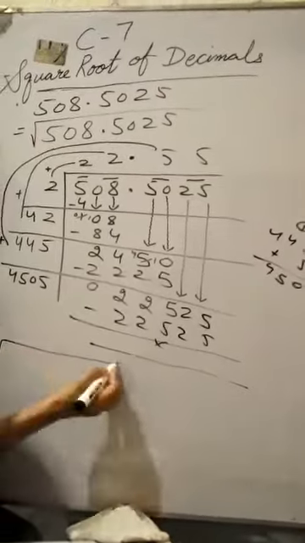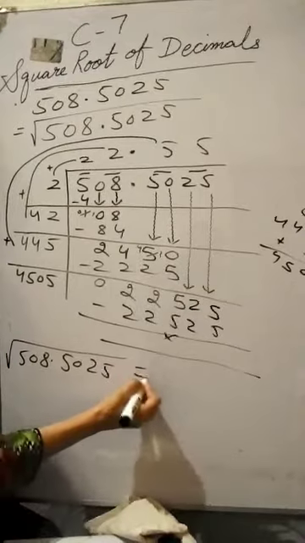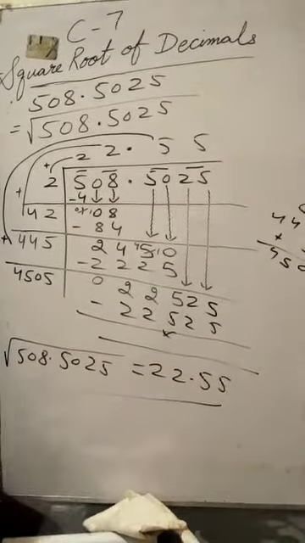So the square root of 508.5025, the answer will be 22.55. Draw the ending line. Thank you.